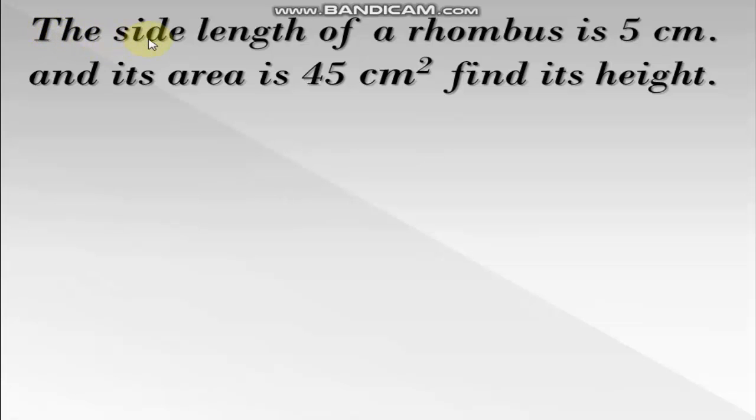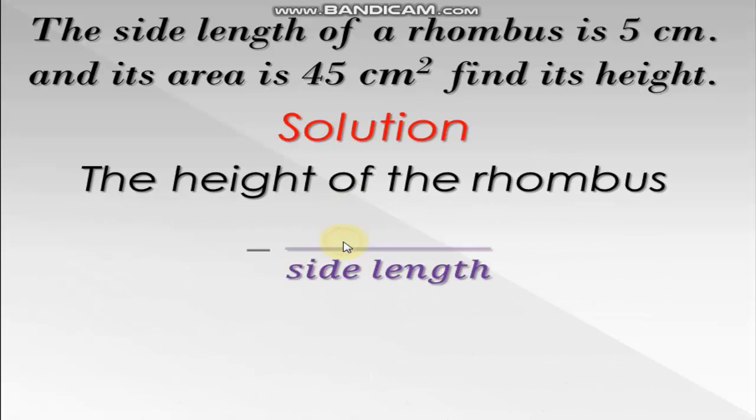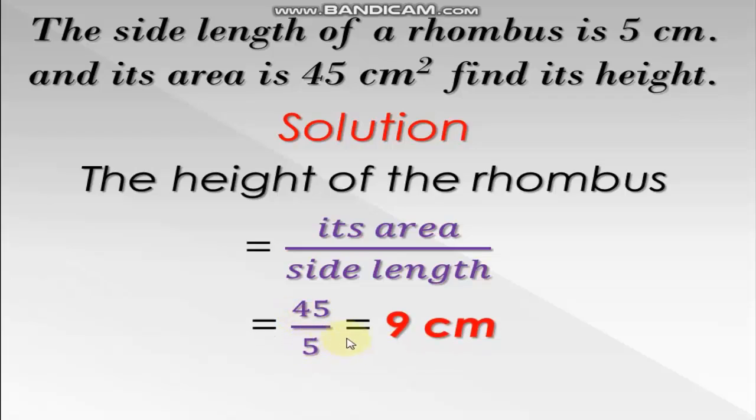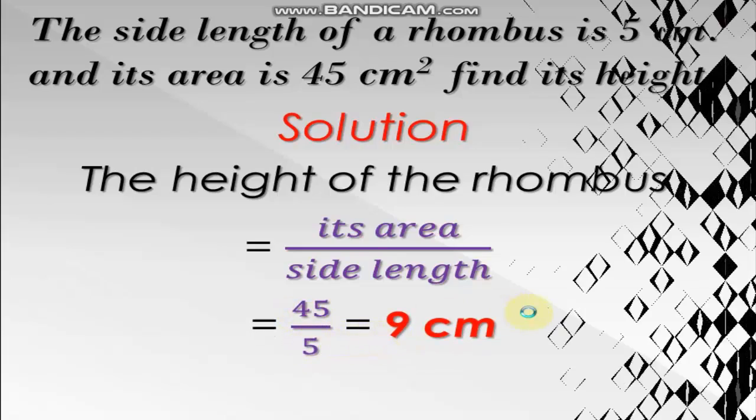Example number 2. The side length of a rhombus is 5 centimeters and its area is 45 centimeters square. Find the height. We know that the height equals area divided by side length. So the area here is 45 centimeters square, so 45 divided by the side length here, 5. 45 divided by 5 equals 9 centimeters.